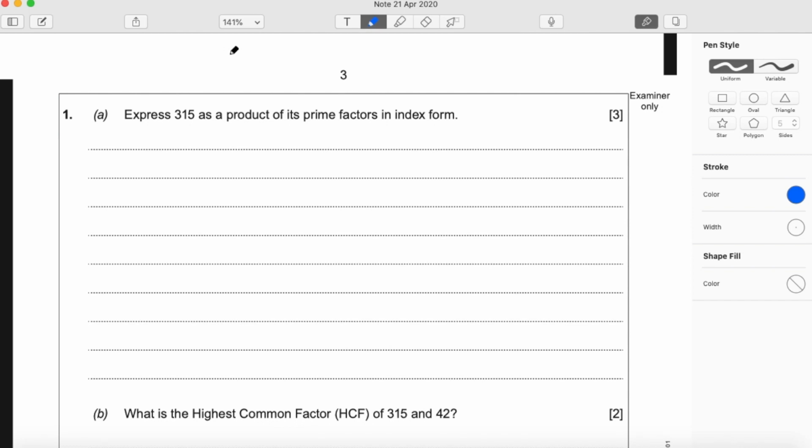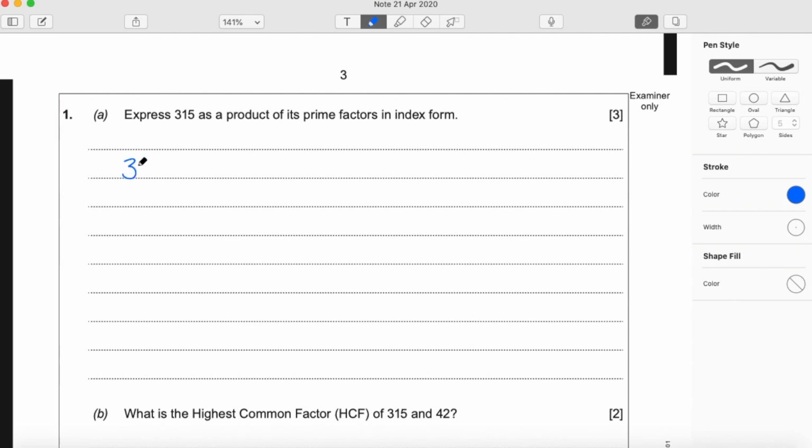Hello and welcome to question 1, part A of this WJEC 2019 summer paper for higher tier Unit 1 non-calculator for GCSE maths. Question 1, part A: express 315 as a product of its prime factors in index form.